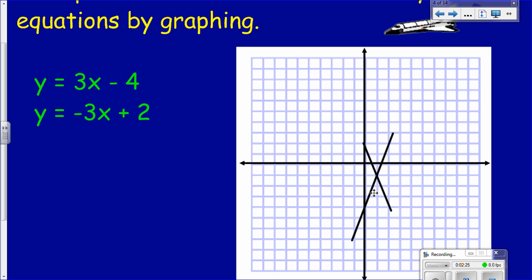In order to see if it works, plug those values in for x and y and see that both these equations are true. 3 times 1 minus 4 is in fact negative 1. Negative 3 times 1 is negative 3 plus 2, which also equals negative 1. So we've graphed them correctly and solved the solution.